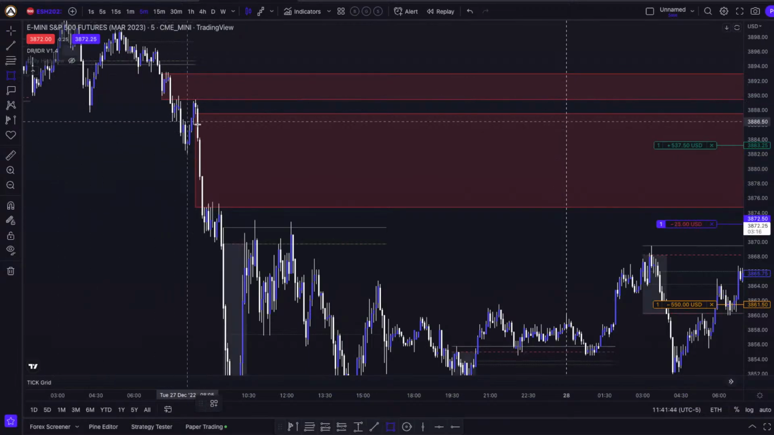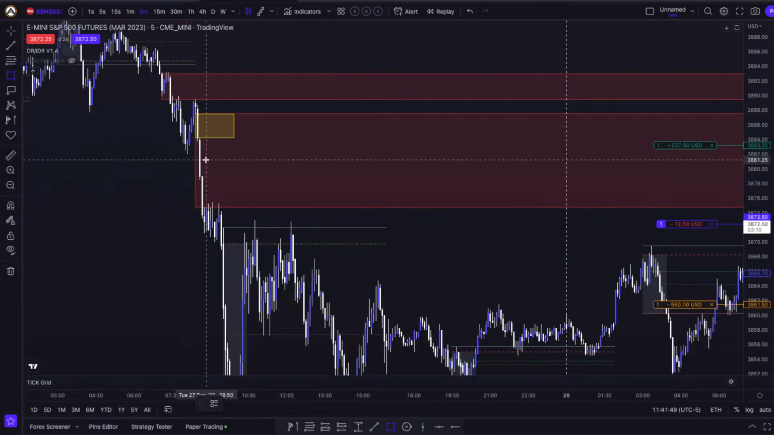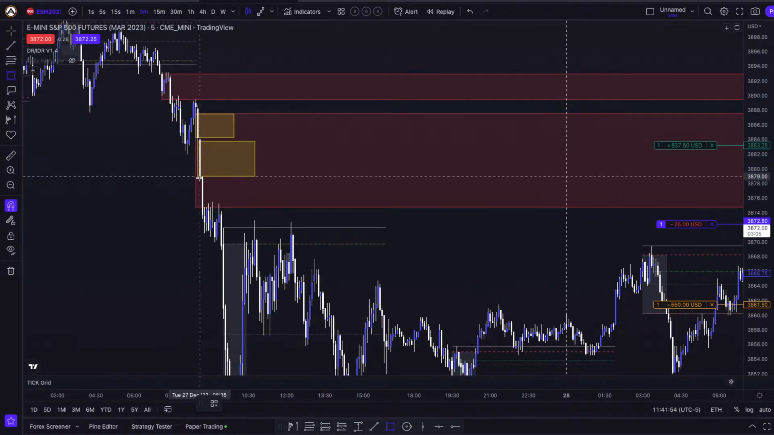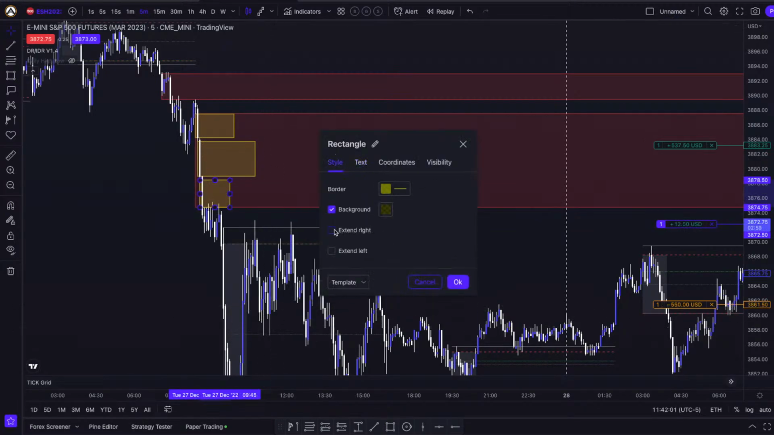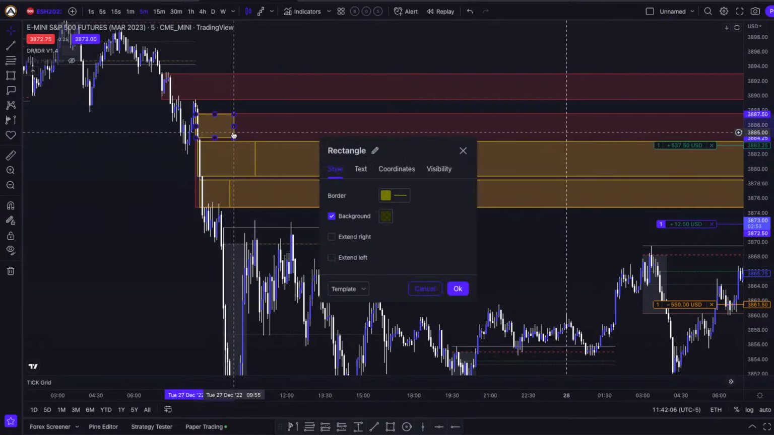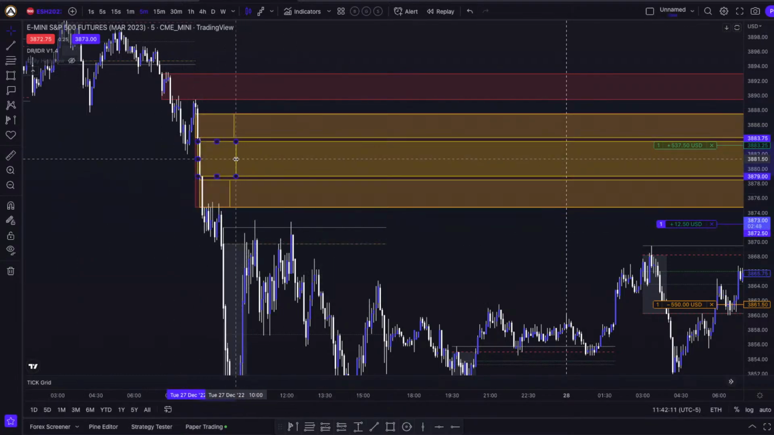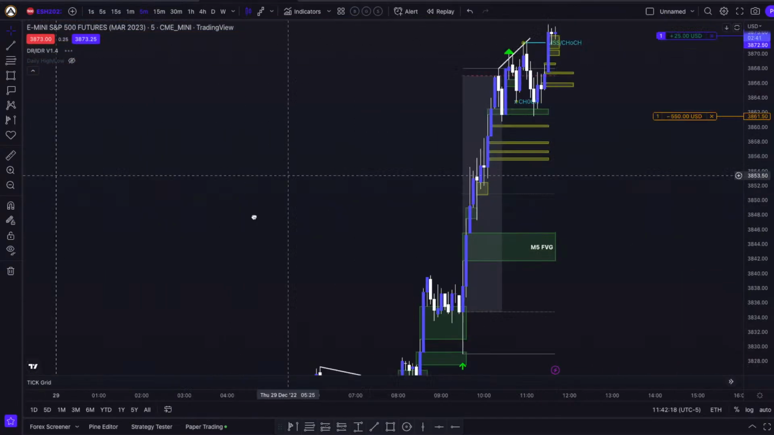And now we could be using, for example, a different color, like yellow, for the refined fair value gaps. And now we're going to extend them, so we don't have to drag those things out. Okay, I can't have them uneven. All right, so we are somewhere over here, yep.